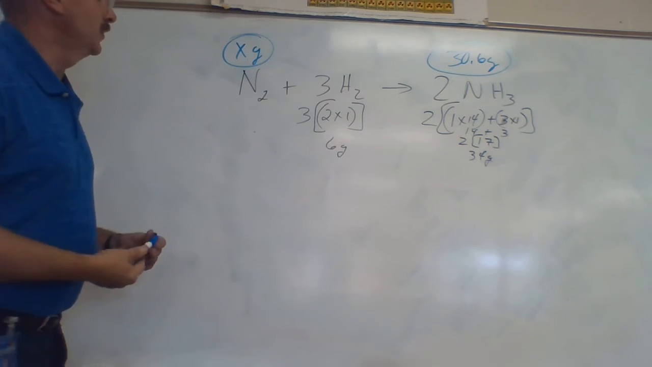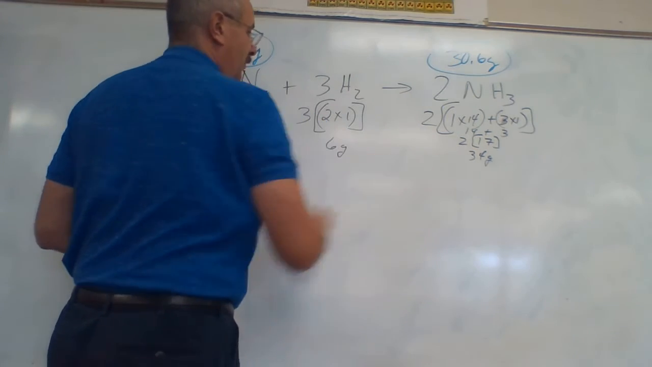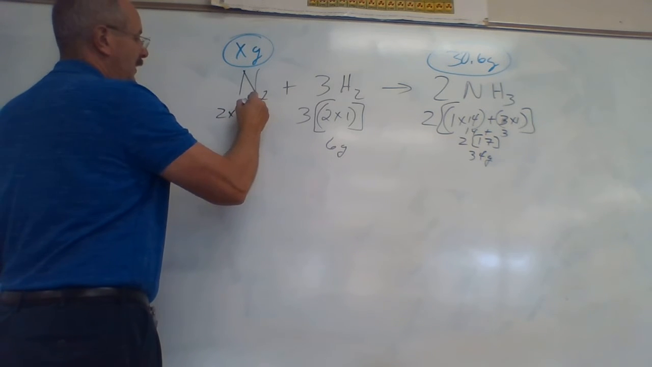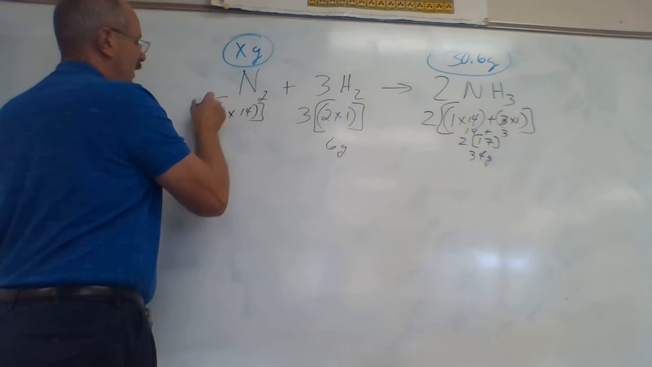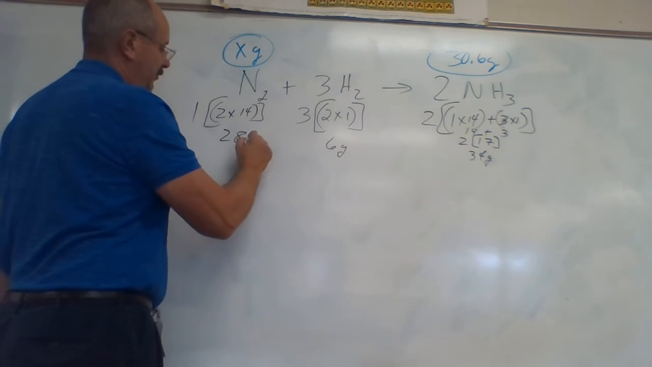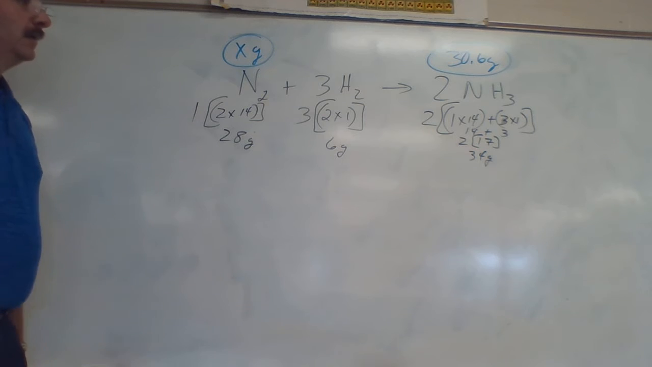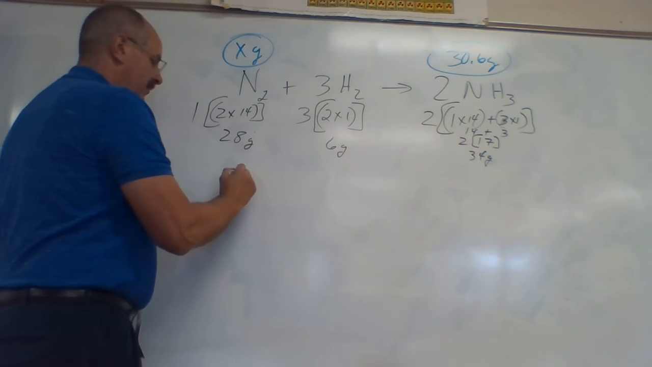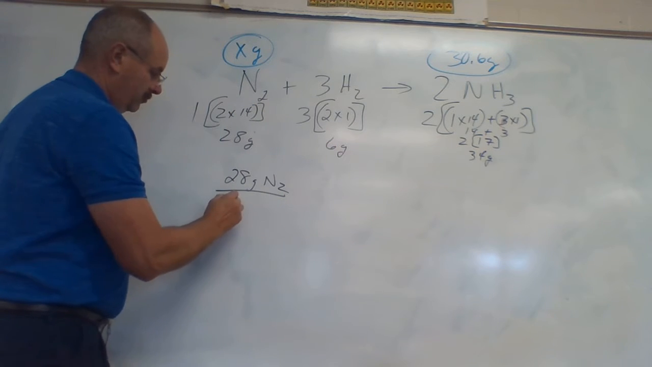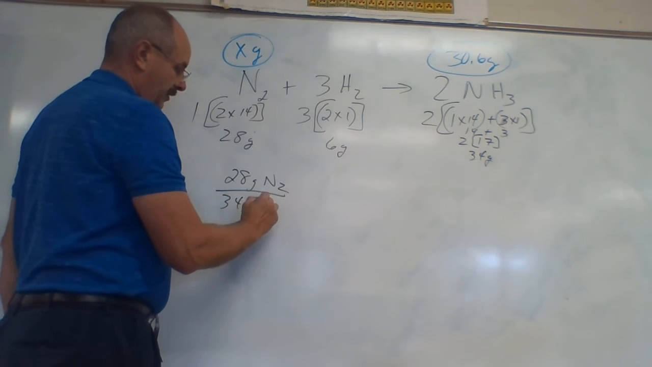All right, so we're still going to use this molar mass, but now I need the molar mass of this one. So I'm going to go 2 times 14, and all of that times the big number out in front, which is 1, which really doesn't change it, but it's 28 grams. So I'm going to set up that 28 grams of nitrogen will make 34 grams of NH3.